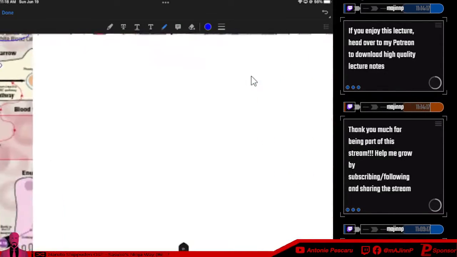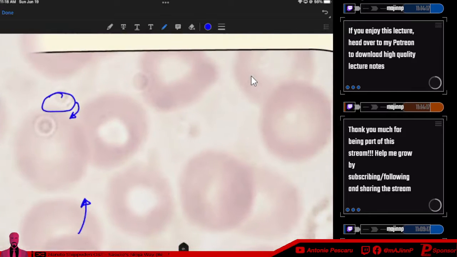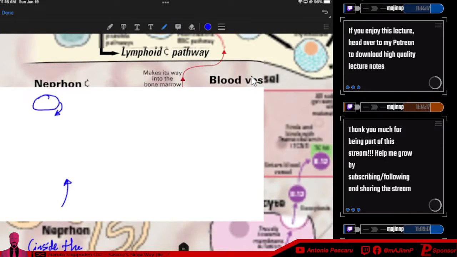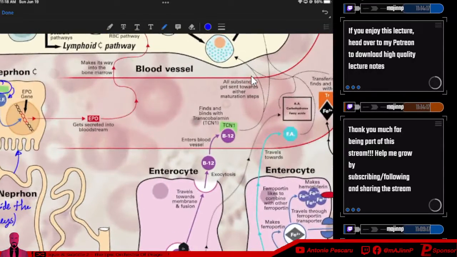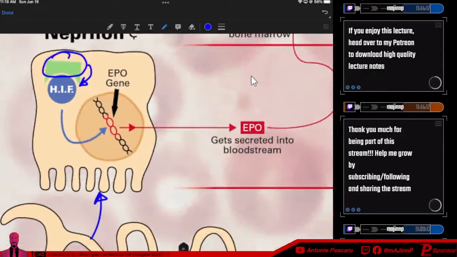Hypoxia inducing factor. I was right a little bit about a few words. Hypoxia or hematopoietic inducing factor. But anyways, there's usually a protein that binds onto it because you don't want to let it run loose and always synthesize the EPO to get red blood cells.